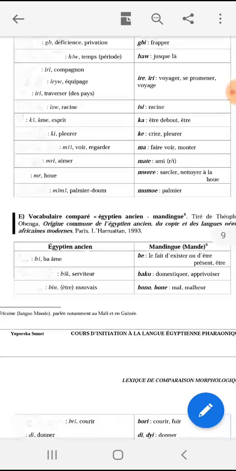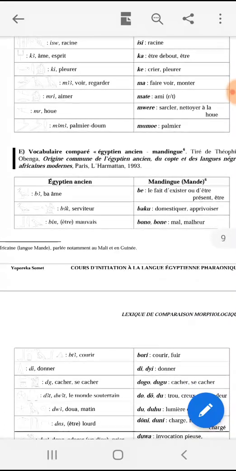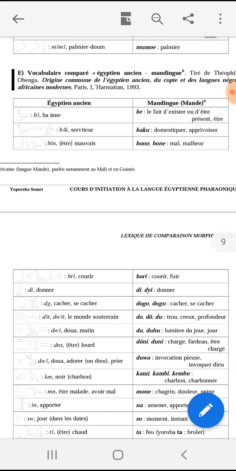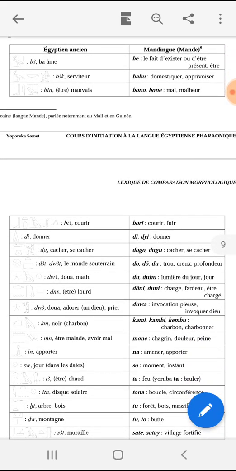In Medu-Neter, you have Ba, which means soul. In Mandingo, you have Be, which means the fact of existing or to be present or to be. In Medu-Neter, you have Bin, which means to be bad. In Mandingo, you have Bono, Bone, which means bad or misfortune.